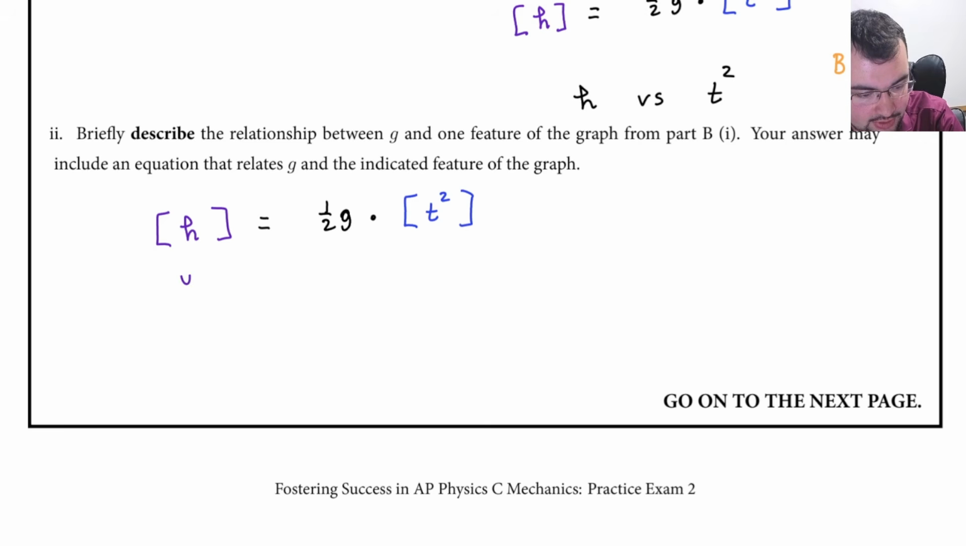So h, that goes on our y-axis. T squared, that goes on our x-axis. 1/2 g is our slope. Boom. Those are my points. That's how I get B2. I just said that is my slope, 1/2 g.